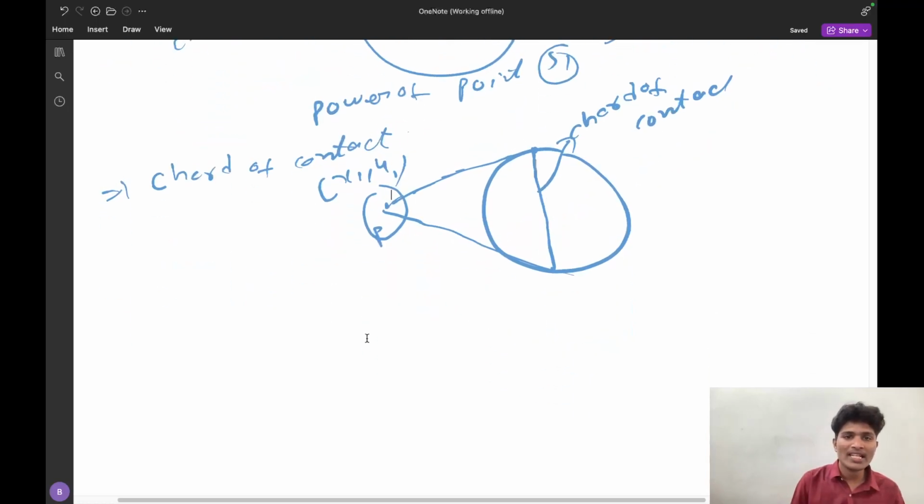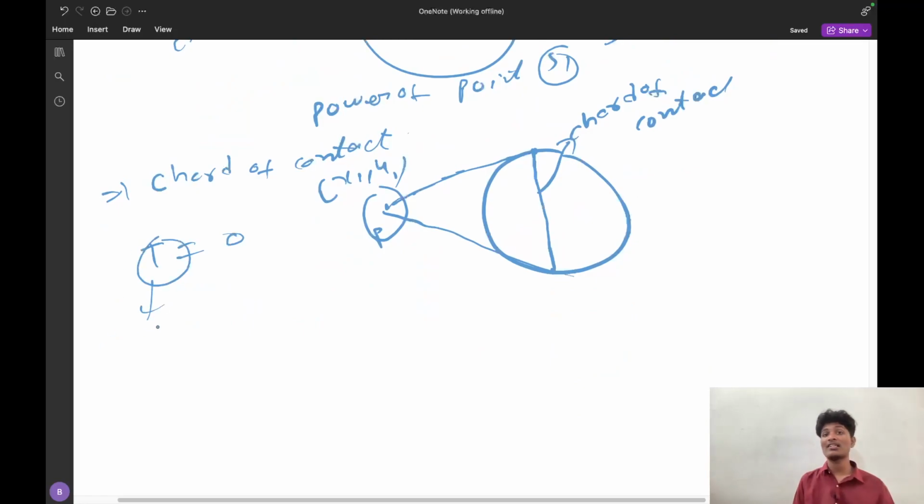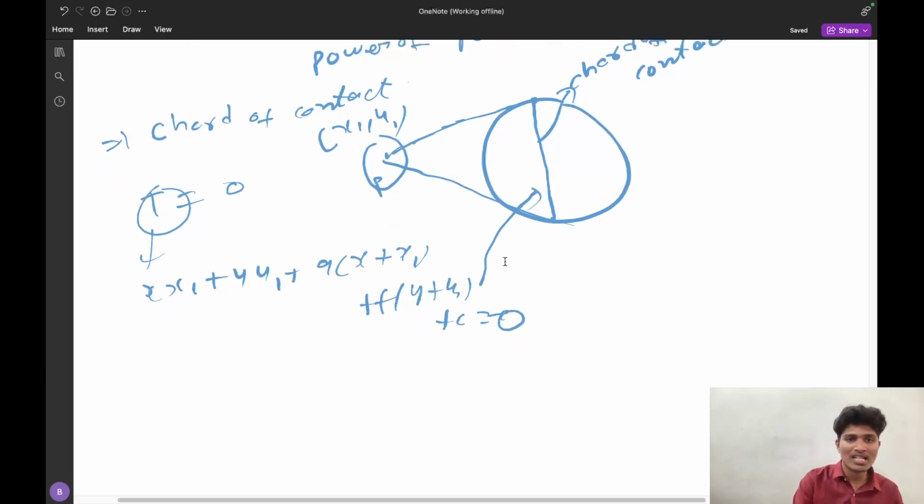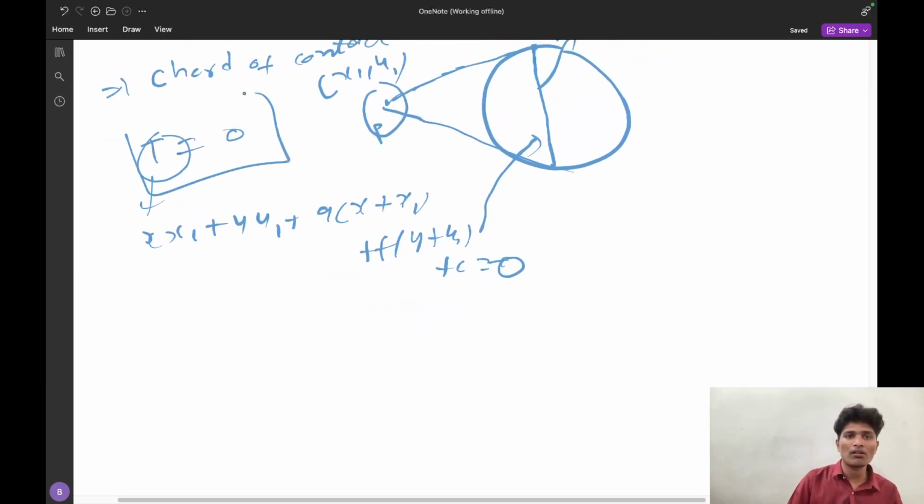It is simply T is equal to 0. What is T? T is the tangent, that is a transformation. That is x x1 plus y y1 plus g into x plus x1 plus f into y plus y1 plus c is equal to 0. This is the transformed equation, and this equal to 0 is the required chord of contact equation, that is T equal to 0. So we have to just remember the notation.